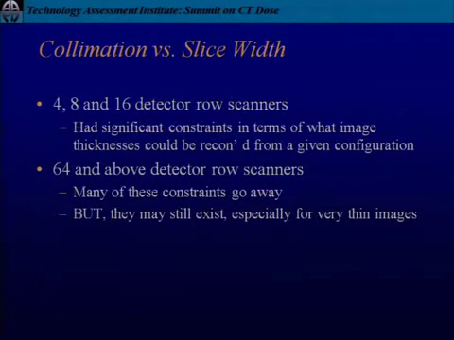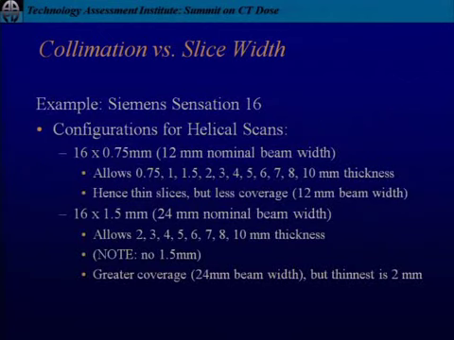Okay. So when we had done this dose summit about 8 or 10 years ago, we'd been talking about 4 and 8 and maybe even 16 slice scanners. And when we talk about collimation versus slice width or image width, we would have had to face significant constraints in terms of what the scanner was able to give us, right? In terms of what thickness could be reconstructed from a given configuration. With 64 slice scanners, many of those constraints go away, but they're not gone completely. So I'm going to walk through an example of this from our institution.